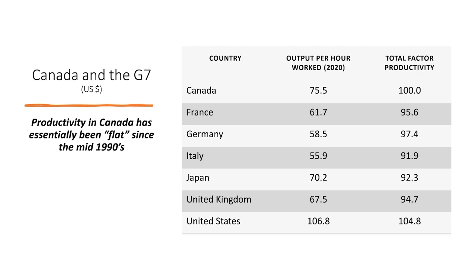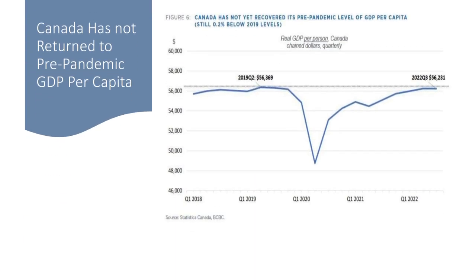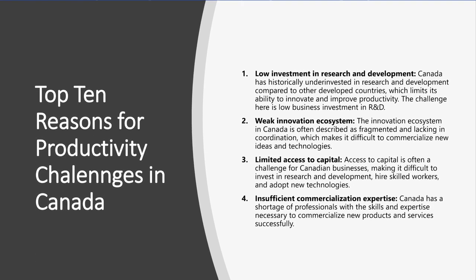These data are for 2020, just before the pandemic. And since the pandemic, these numbers are showing significant movement. Ours hasn't. Ours has been flat for a long time. And we can see the kind of fact that we haven't yet returned to the pre-pandemic level of GDP per capita. So that's the simple measure of productivity. We aren't back to where we were before the pandemic. So why do we have this problem?